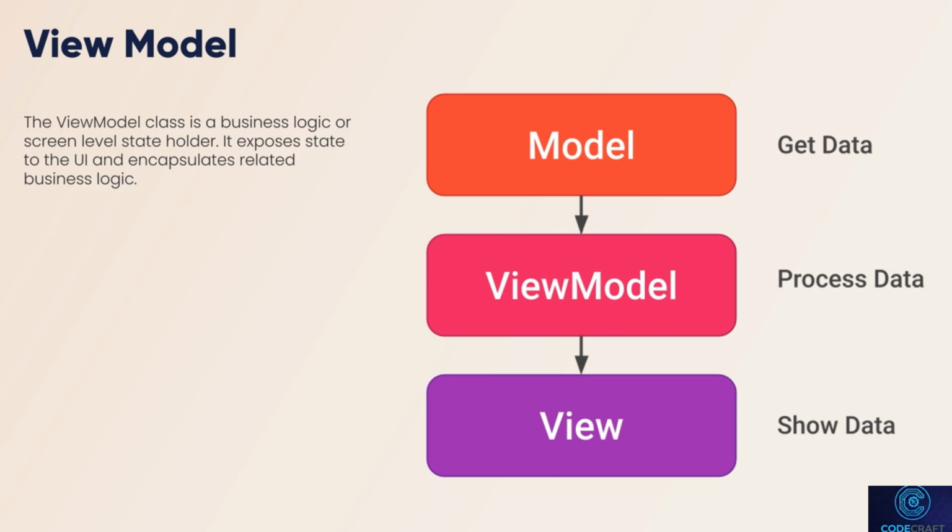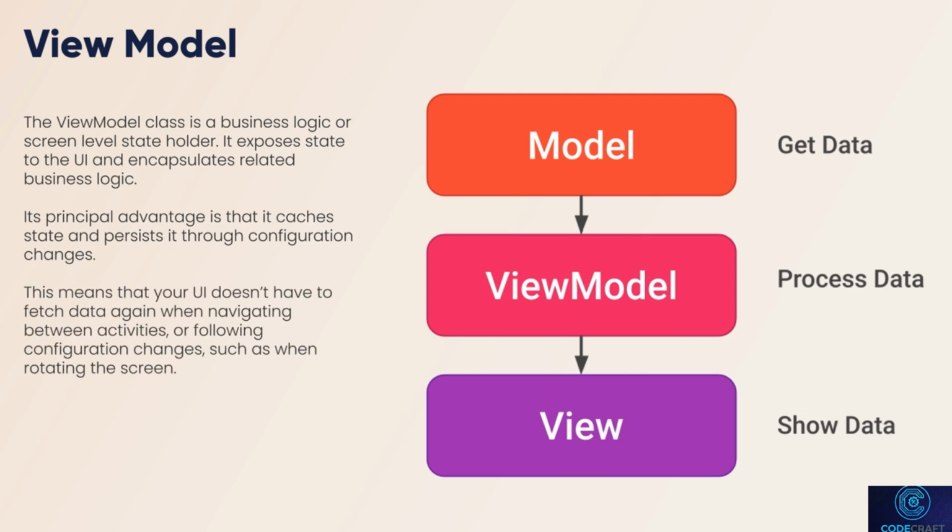The view model class is a business logic or screen level state holder. It exposes a state to a UI and encapsulates related business logic. Its principal advantage is that it caches a state and persists it through configuration changes. This means that your UI doesn't have to fetch data again when navigating between activities or following configuration changes, such as when rotating the screen.